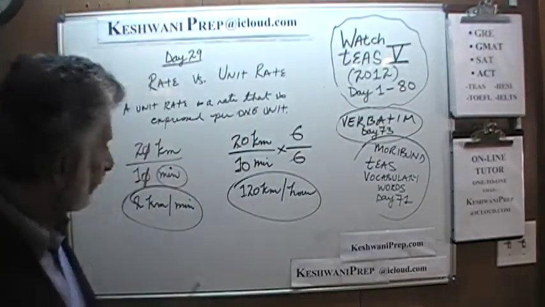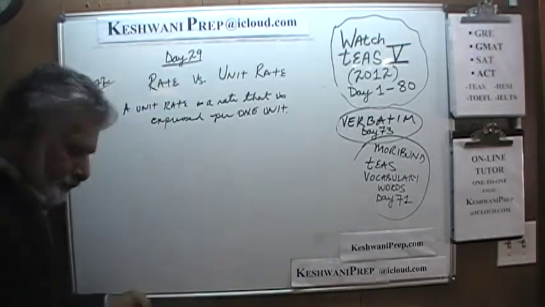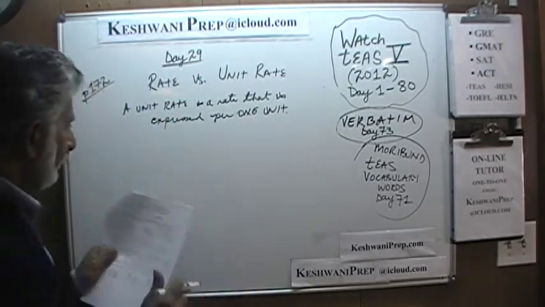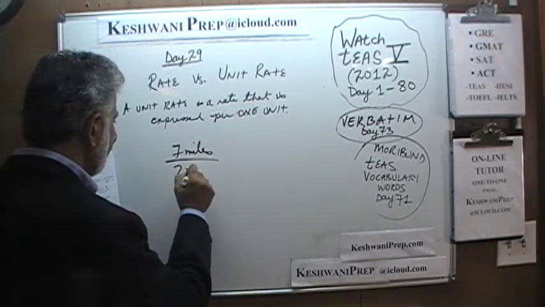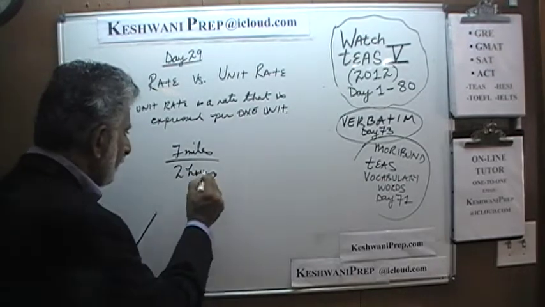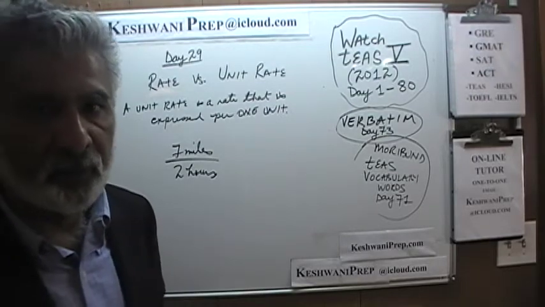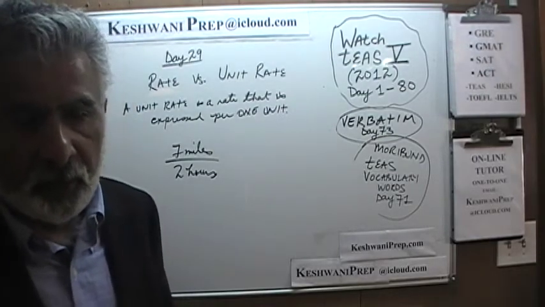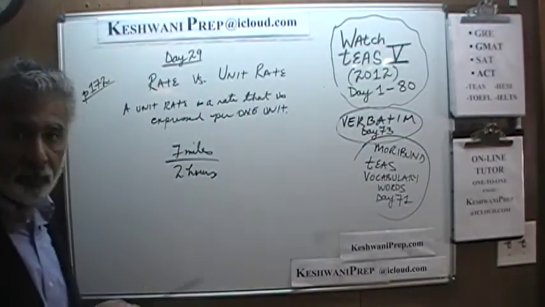Let's do one more. Seven miles per two hours. Again, the same problem. Nobody expresses their speed as 7 miles per 2 hours. It's always so many miles per hour. So we have to get rid of this too.